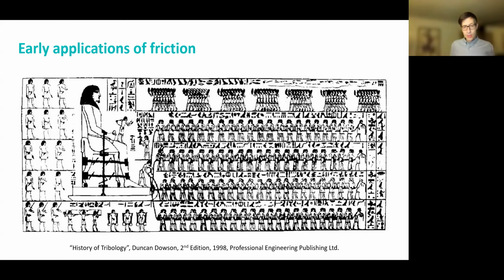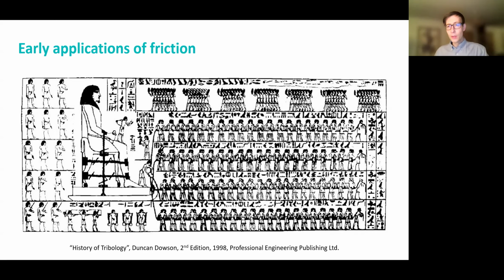Always good to have some historical context, so let me give you some examples of early applications of friction. What you are looking at is an illustration from ancient Egypt, showing a process of transporting a large stone statue. What we can see here is a number of men involved in actually pulling the sledge with the statue, and a number of other team members, engineers, advisors, and so on around that.